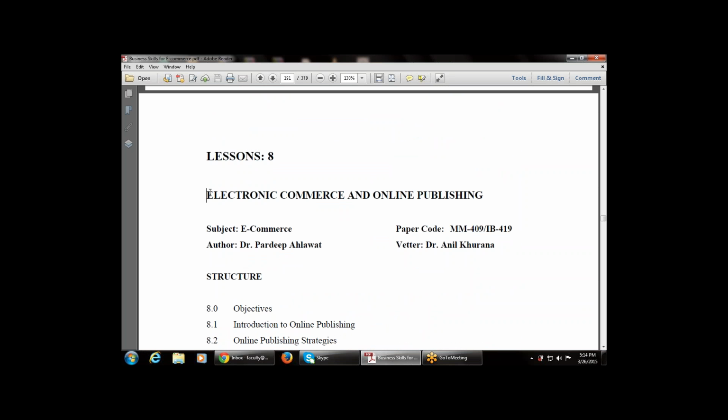Next is chapter number 8, that is e-commerce and online publishing. That is, what is e-commerce and how it is related to online publishing. So we are winding up the chapter on e-commerce and online retailing. Now, e-commerce and online publishing.